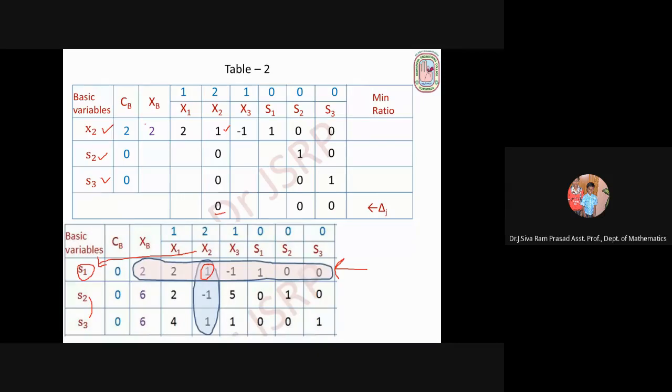For the first variable, the column is 1 0 0. For the second variable, the column is 0 1 0. For the third variable, the column is 0 0 1. So this is the unit matrix. That is the matrix corresponding to the basic variables. And delta j value is also 0 for all basic variables. You can fill.